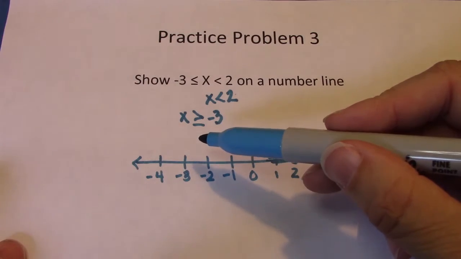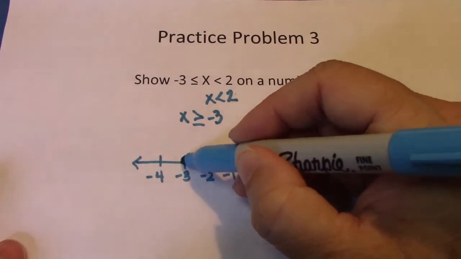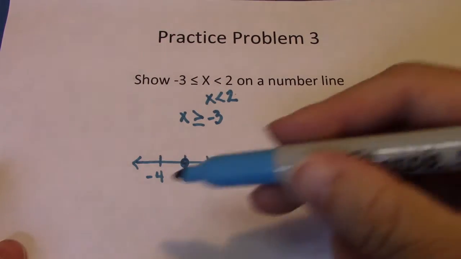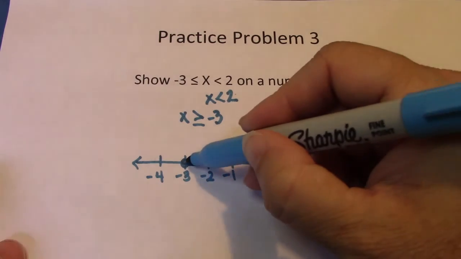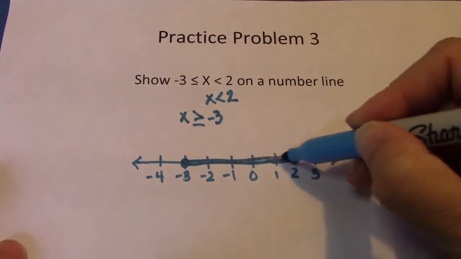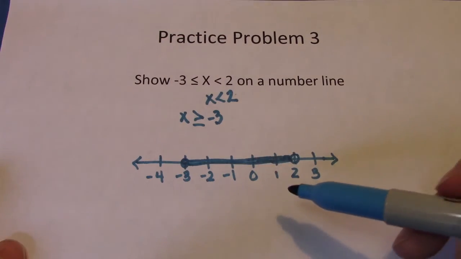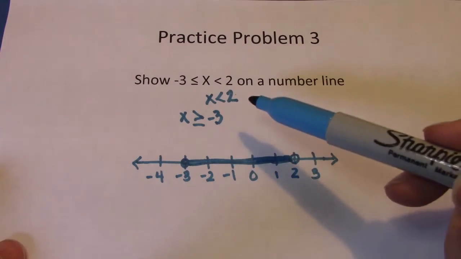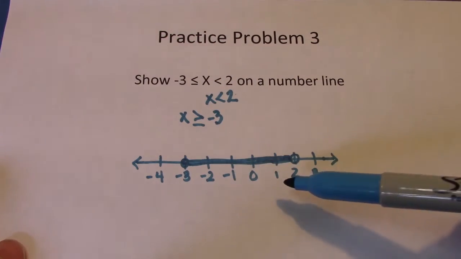So x is greater than or equal to -3. So it can be equal to -3. I'll draw a solid endpoint, and it's greater than, so we'll go this way until it meets up with that part of it. So this section of the number line is where x is less than 2, and it's greater than or equal to -3.